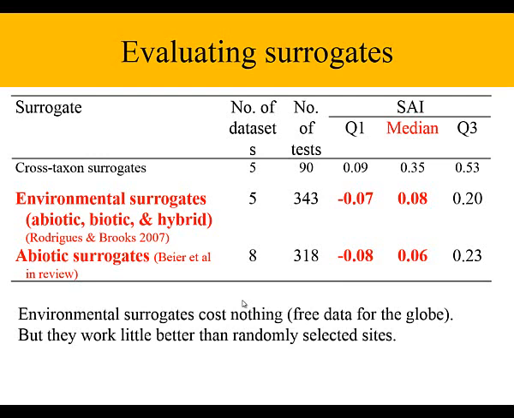Another review looked at only abiotic surrogates. Most of these other previous ones were land cover types, so I was really interested in the abiotic surrogates. Pretty equally miserable.